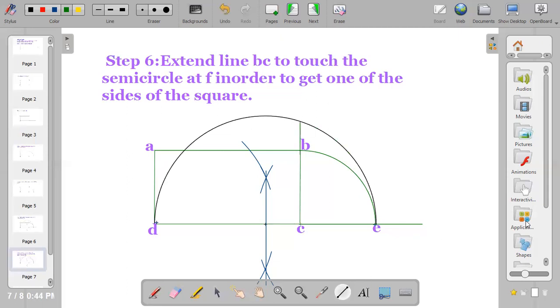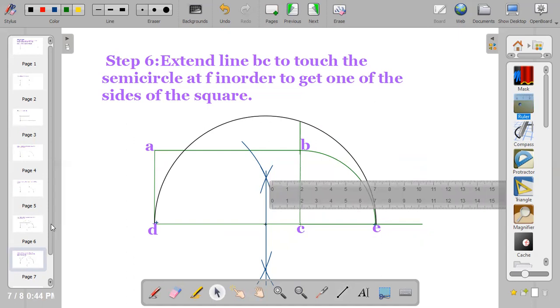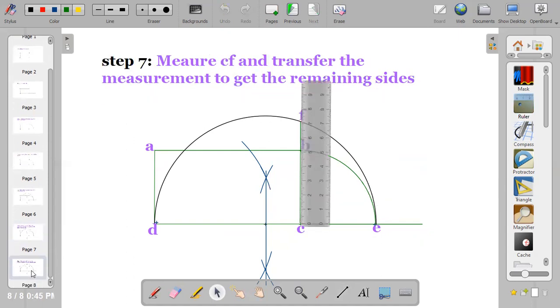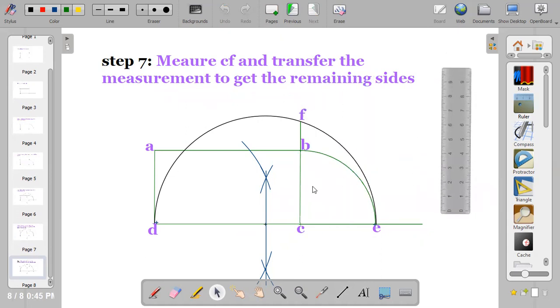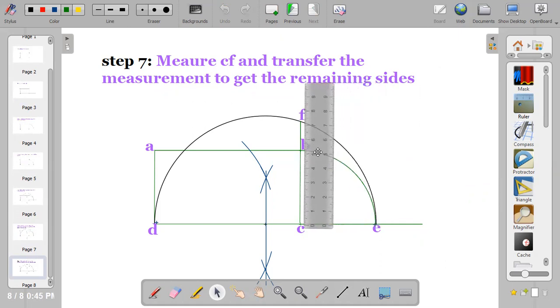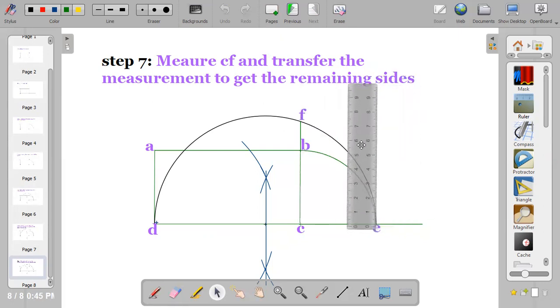Very good. So the next thing to do is to take the measurements. Bring out your ruler and measure line CF. This is line CF. The new point is point F, the new point on the semicircle. Take the measurement of CF. That gives you one side of the square. From my measurement, I have 7.05.